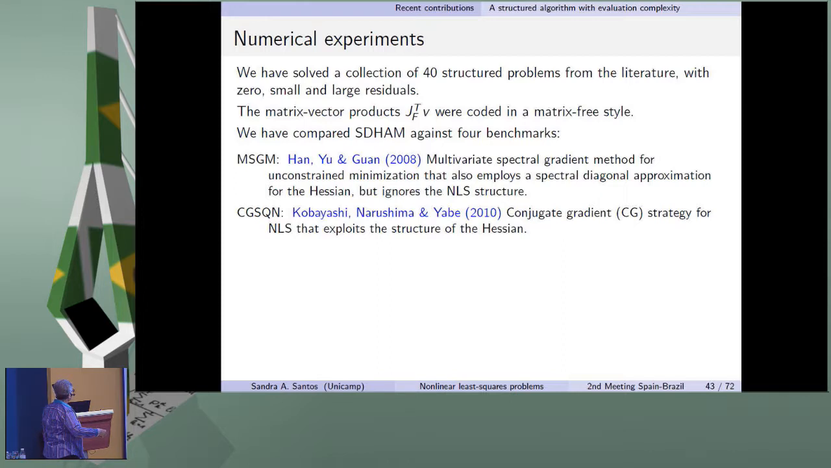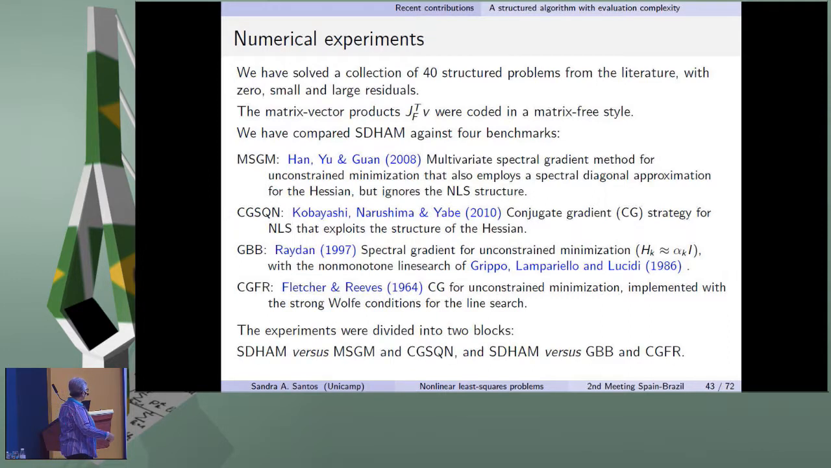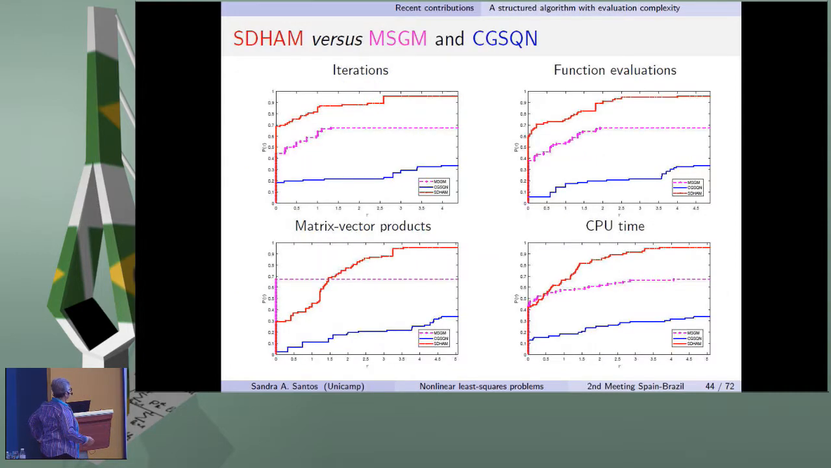And the second one uses the conjugate gradient method for nonlinear least squares exploiting the structure of the Hessian. We also compared with these two classical benchmarks, the globalized Barzilai-Borwein from Raydan and the conjugate gradient of Fletcher-Reeves. So we divide our comparison first with these two and then with these two. In the first comparison, here are the performance profiles. Besides iterations, function evaluations, and CPU time, we are also addressing the matrix vector products performed per iteration.